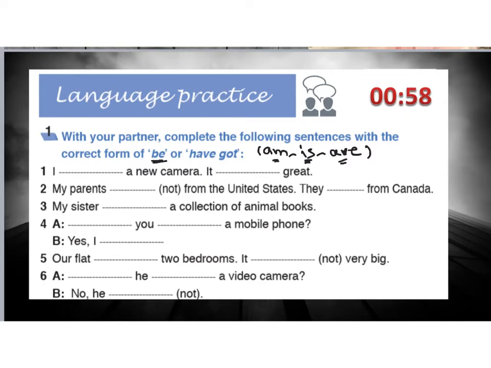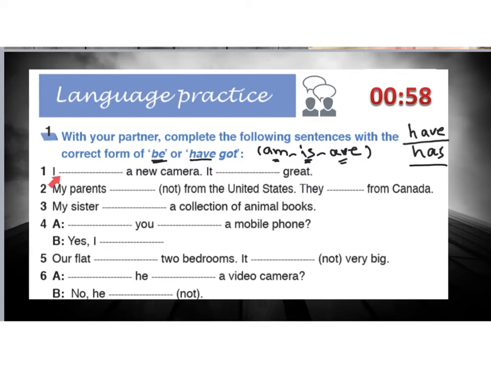The same for have got. Remember, when I say have got, I mean have or has. Have got or has got. Of course, I have, you have, we have, they have, he has, she has, it has. Let's start doing the first exercise using the correct form of be or have. Am, is, are, have or has. Of course, in the negative and interrogative cases as well.